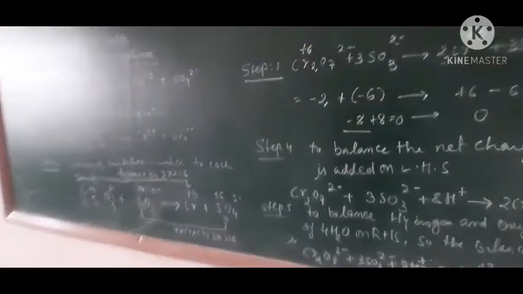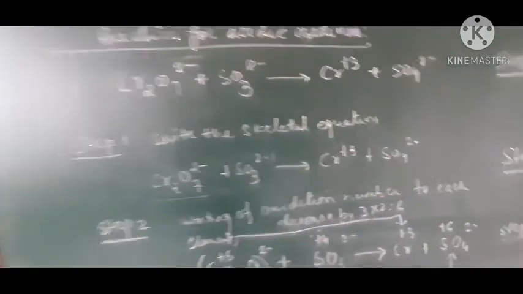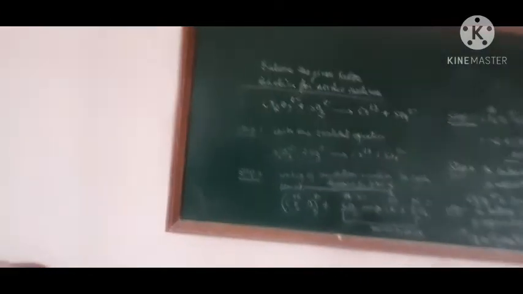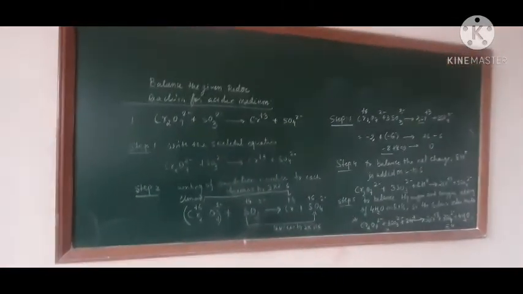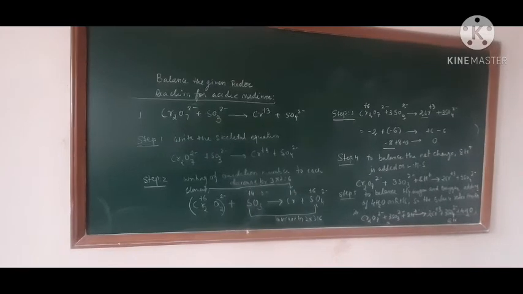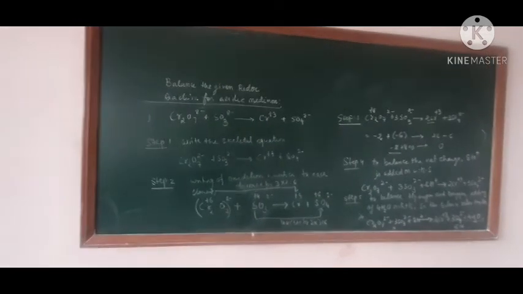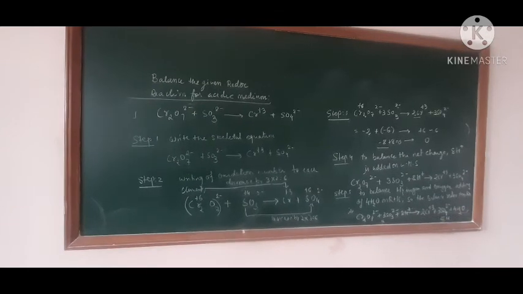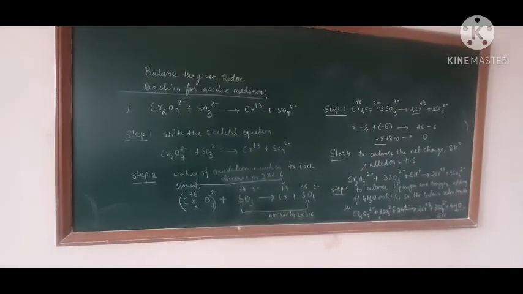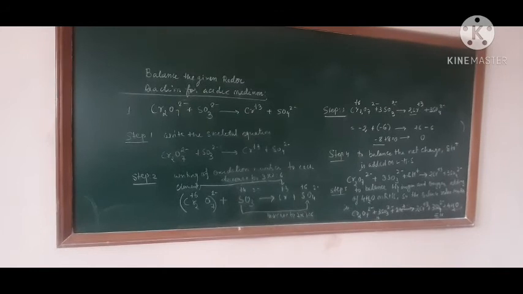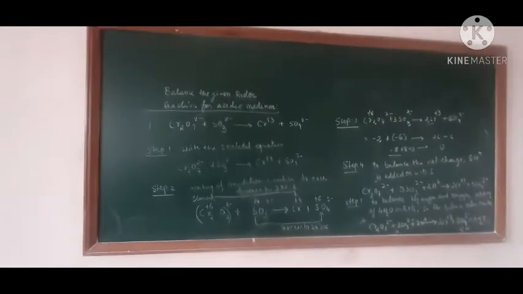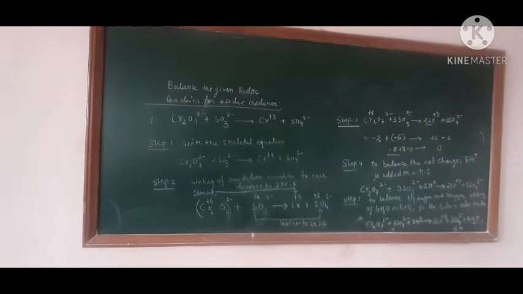So you can have a look at it. This is the equation, the redox reaction, which is balanced in acidic medium by the oxidation number method. This is the way we balance the redox reaction in acidic medium, children. So you just have a look at this. Now we are moving to the next example.